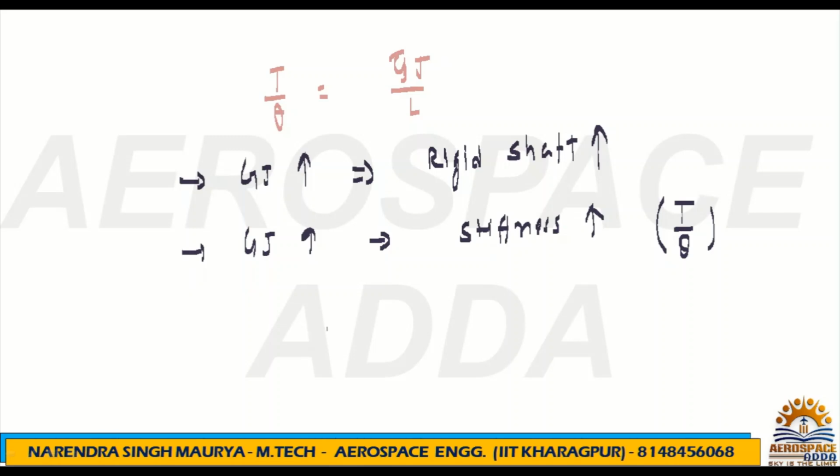And obviously, this will be possible when theta, which is nothing but the twisting angle or angle of twist, is decreasing. Whenever GJ is increasing, or the rigidity or stiffness of the shaft is increasing, that you will achieve only when theta, the angle of twist, is decreasing. That is very important. You need to remember this. This is the analysis of the torsion formula. It's very simple, that's all.